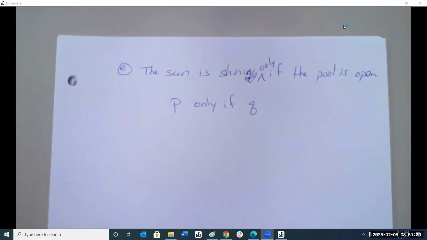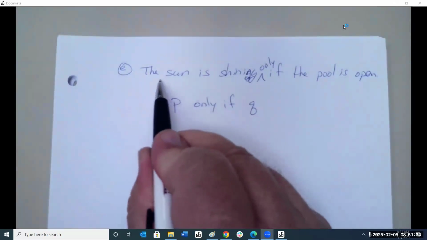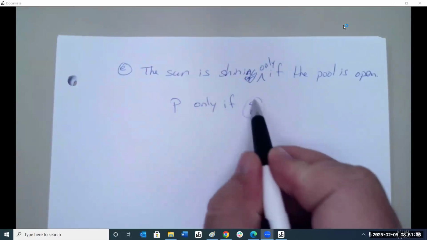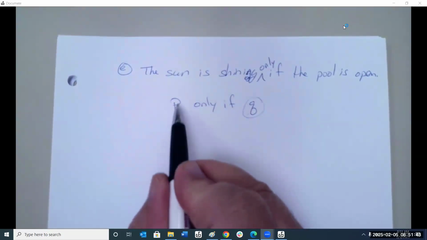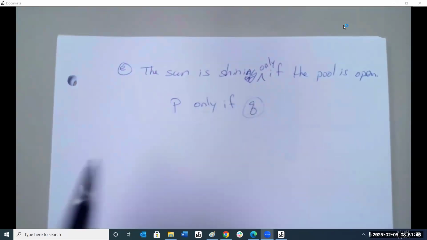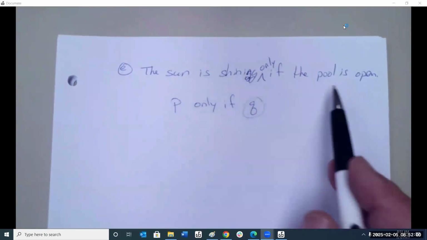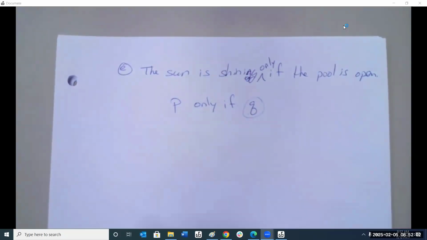Think about it. When are pools open? When the sun's shining. So if the pool's open, then we know it's what? Sunny. So we say the sun is shining only if the pool's open. Can the sun shine in the wintertime? Is the pool open in the wintertime? No. But during the summertime, if the sun is shining, then we know the pool's open. It all means the same thing.